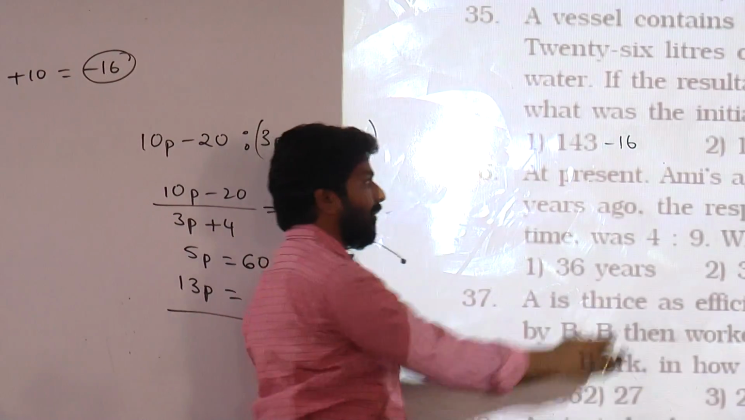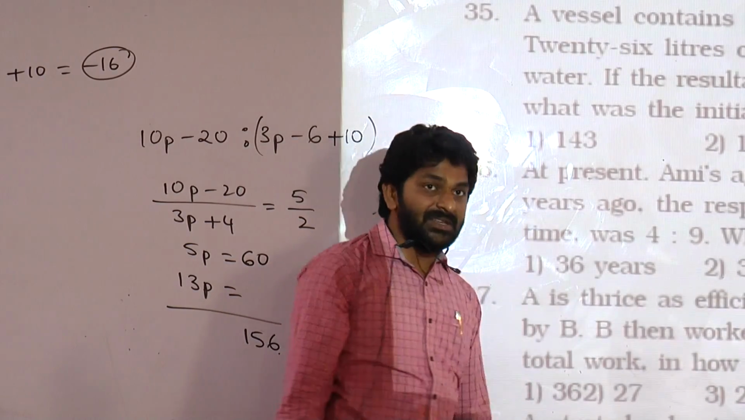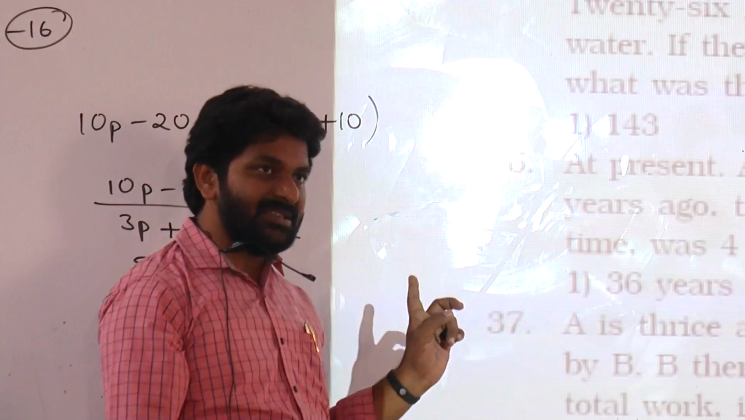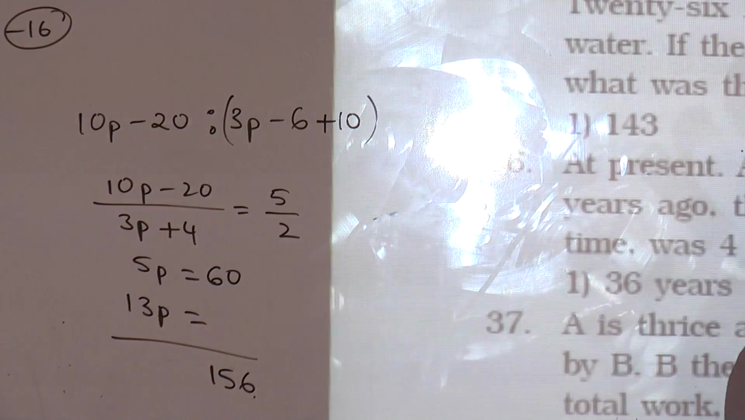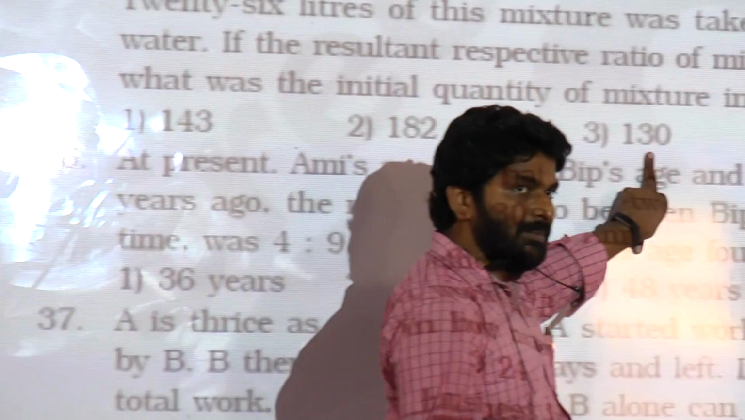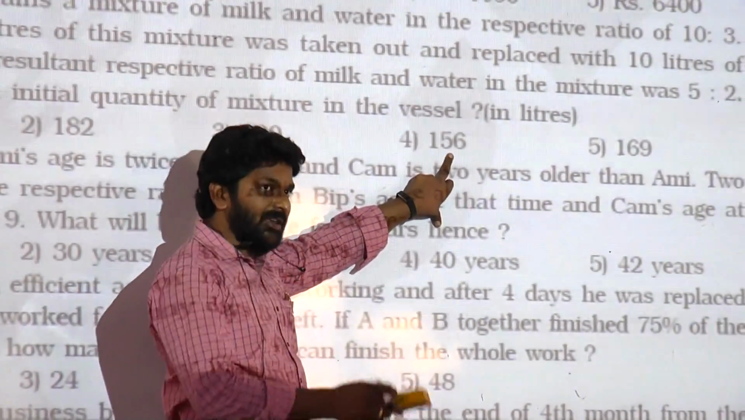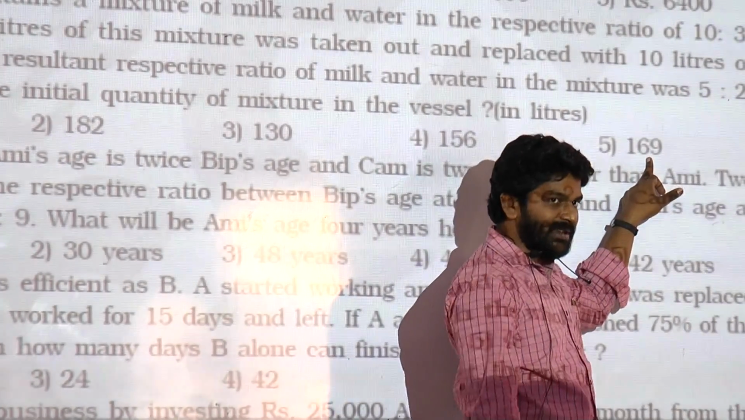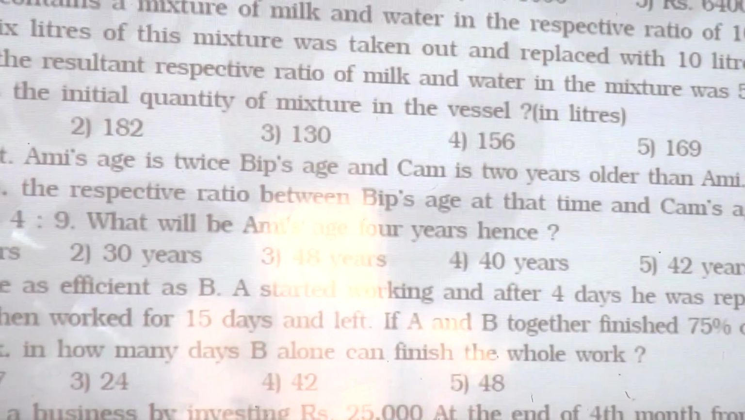Forget about it. 182. Subtract 16 from this number. How much you will get? 166. Is 166 7 multiple? No. This cannot be your answer. Subtract 16 from this number, you will get 114. 114 is also not a multiple of 7. Subtract 16 from this number, you will get 140. 140 is 7 multiple. Subtract 16 here, 153. 153 is not a multiple of 7. Don't need to do it. You can verify it from options also. Clear? Next.